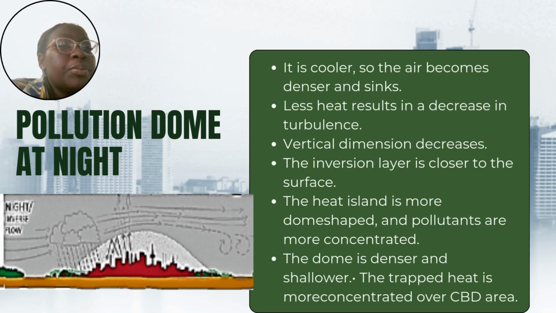It's just a difference. At night we have cooler air, so it sinks to the bottom, or closer to the surface rather. Because it's also dense and there's less heat, that results in a decrease in turbulence. The vertical dimension decreases and the pollution is eventually close to the surface. It's more dome shaped, right? Pollutants are more concentrated over the CBD area, particularly.